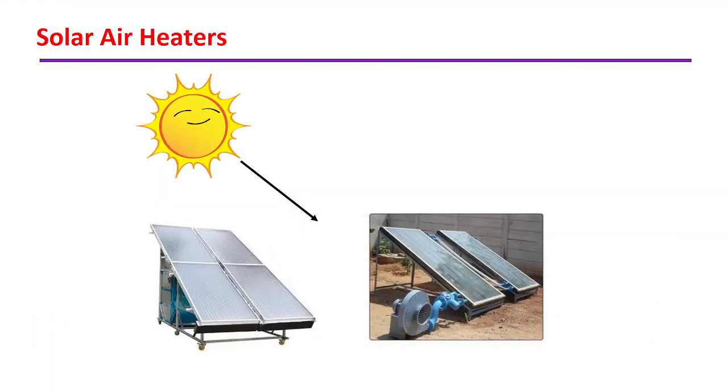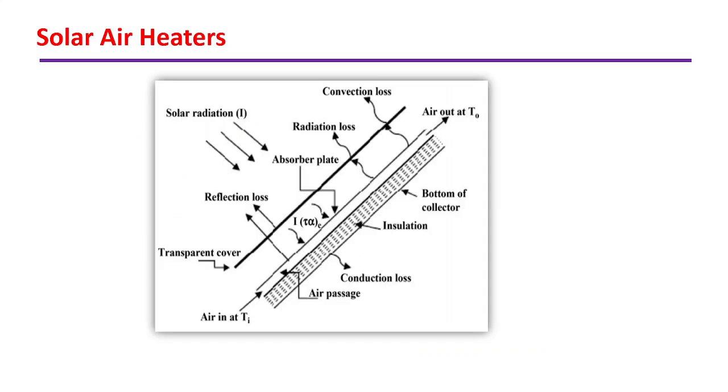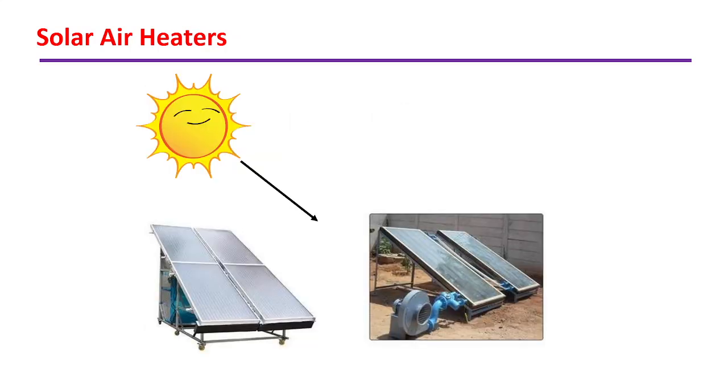We are going to discuss solar air heaters. Generally, these systems are mainly used for thermal comfort, and are also used in industries as well. If you see the system here, there are only two things. One is the absorber plate at the bottom, and another is the cover.